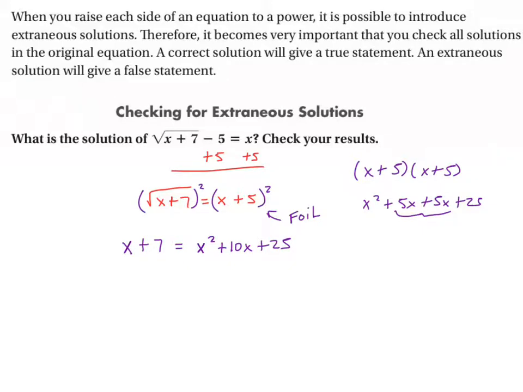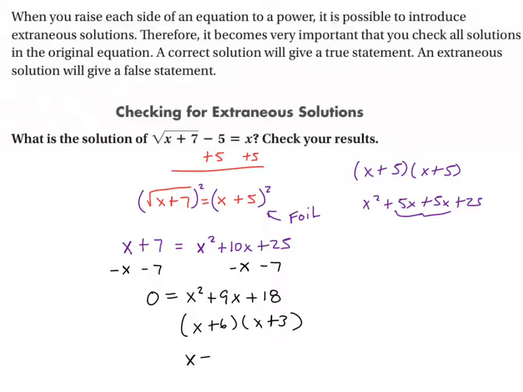Well, now, in order to solve this, now that we're dealing with a quadratic, the goal would be to bring everything to one side. So we need to move the x and the 7 to the other side. And so we've got 0 equals x squared plus 9x plus 18. I know x squared plus 9x plus 18 is factorable, so I'll factor this. It's going to be x plus 6 times x plus 3. So my solutions in this case would be x equals negative 6 and x equals negative 3.